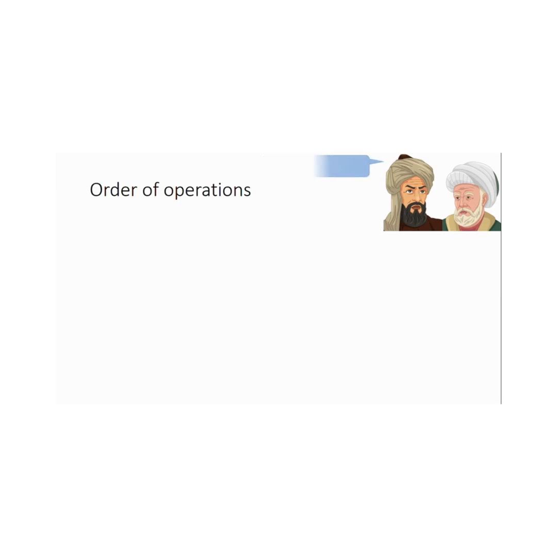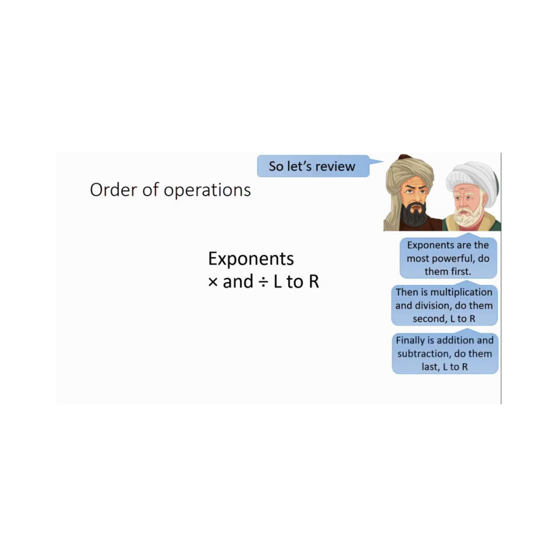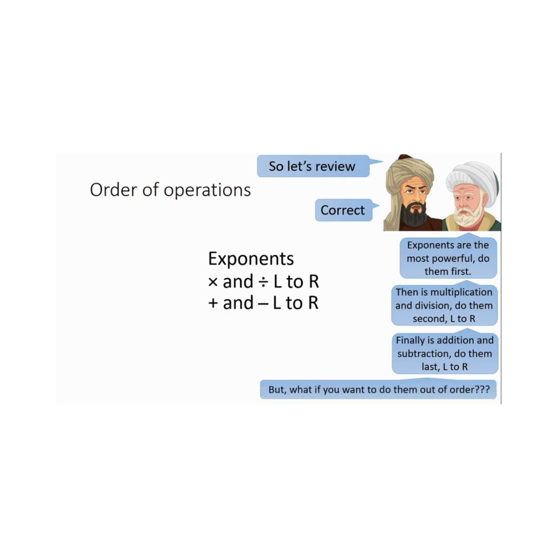So let's review. Exponents are the most powerful. Do them first. Good. Then is multiplication and division. Do them second, left to right. Good. Finally is addition and subtraction. Do them last, left to right. Okay. Correct. But what if you want to do them out of order?